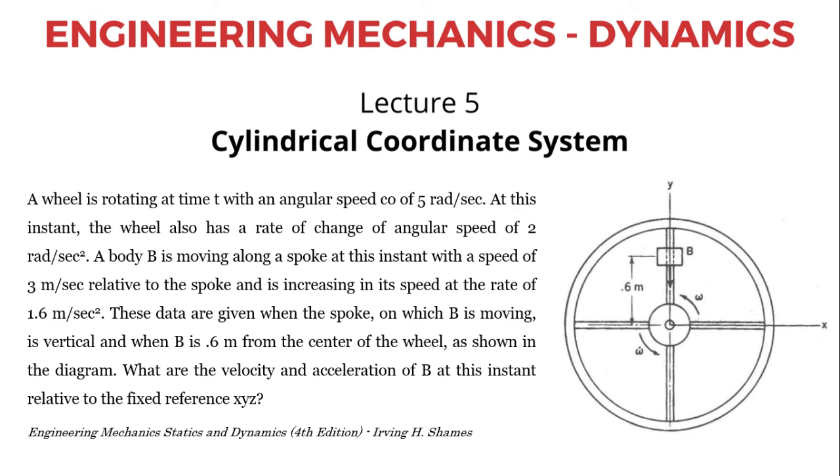These data are given when the spoke on which B is moving is vertical and when B is 0.6 meter from the center of the wheel as shown in the diagram. What are the velocity and acceleration of B at this instant relative to the fixed reference x, y, z?